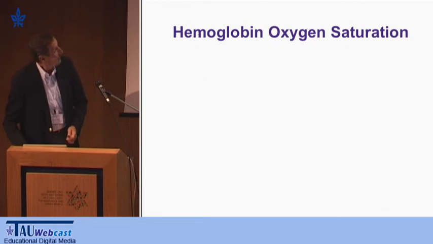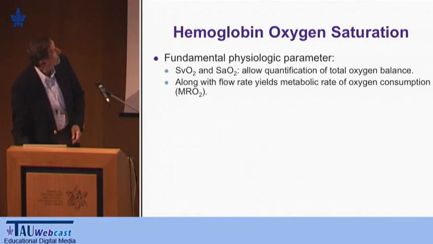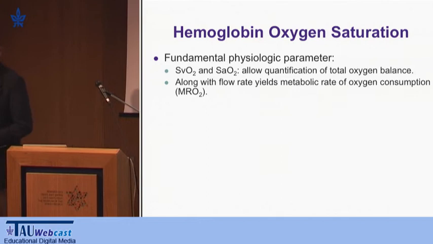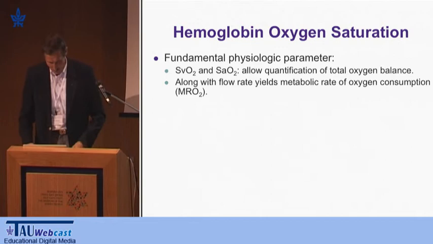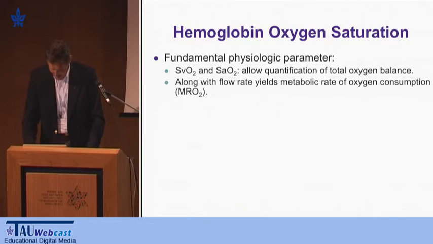Hemoglobin oxygen saturation, of course, is one of the most fundamental parameters. Once we know SvO2 and SaO2, and we know flow, we can compute the CMRO2 in the brain, or call it just MRO2. The knowledge of this parameter is, of course, of critical importance in many clinical situations.